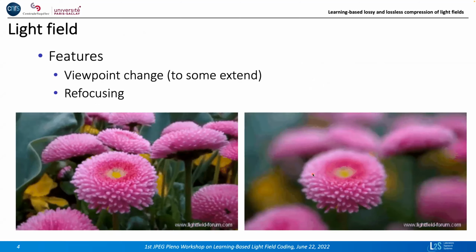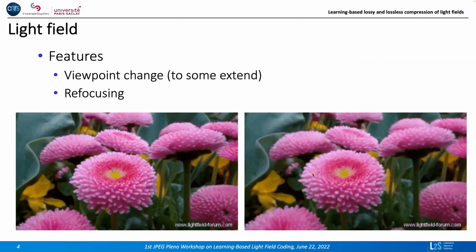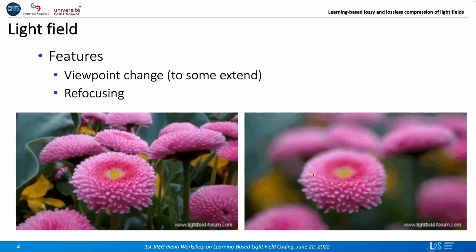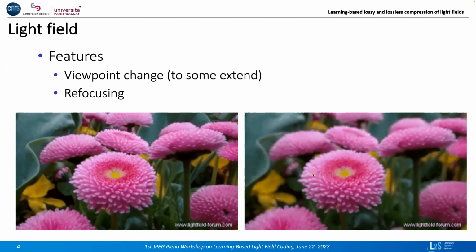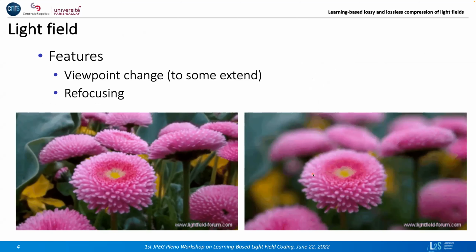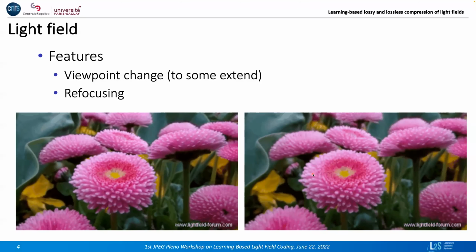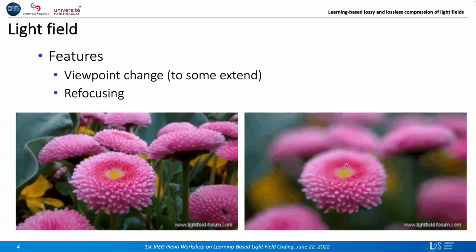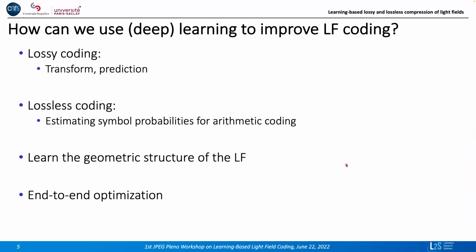Why has this become popular? Because it enables you to do some interesting operations after acquisition, like changing the viewpoint of your scene, and also to refocus dynamically.